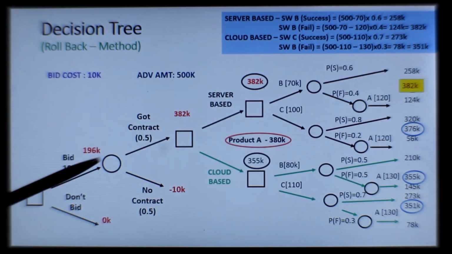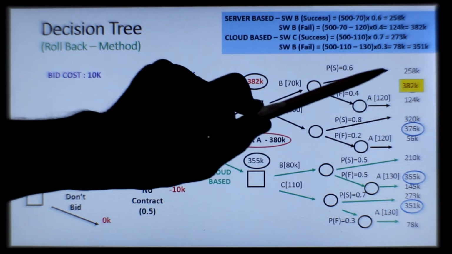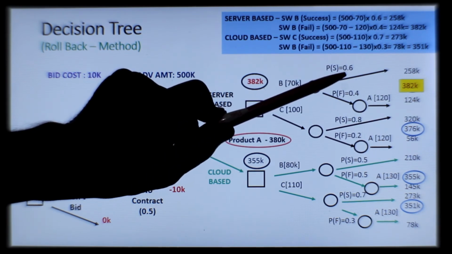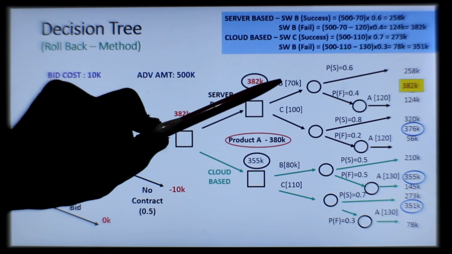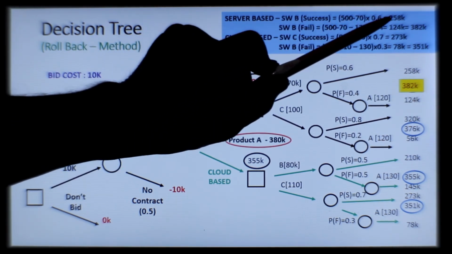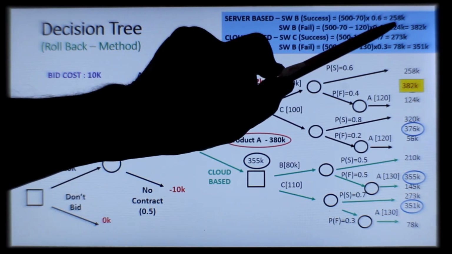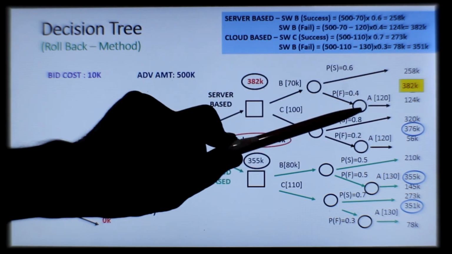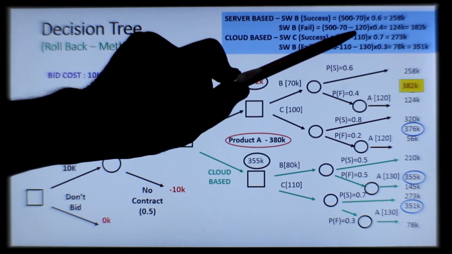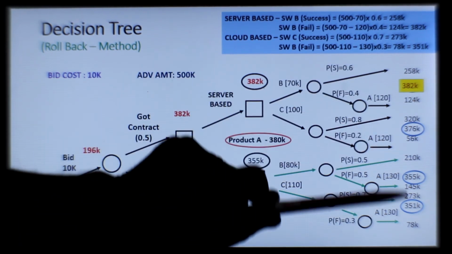Now let us take one arm and analyze it thoroughly. When you go through this, the expected return for having chosen B, which has a probability of 0.6, is that the advance received is 500 and the product cost is 70. So the expected return at this stage is 258K. Likewise, we can work it out for all the other cases. Only thing is, if it fails, you have to add the software A cost, which is 120 here, and on cloud based it is 130 here. So all the four cases are built.